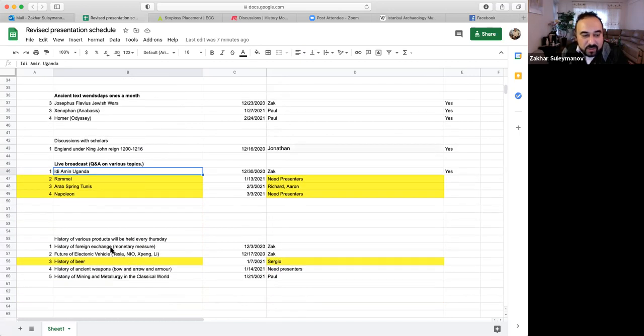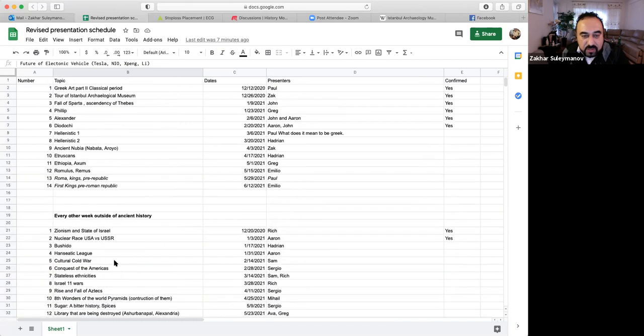Then on our modern pieces that we do on Thursdays, we already did foreign exchange. We're going to do the future of electric vehicles: Tesla, NIO, Xpeng, Li. Those are the four major ones. There are other ones like Nikola and Workhorse, and we're going to talk about why they are the future of the motor vehicle industry. And obviously we'll get into a little more detail on what differentiates those four companies from the other ones. Those are the closest December ones I can think of.